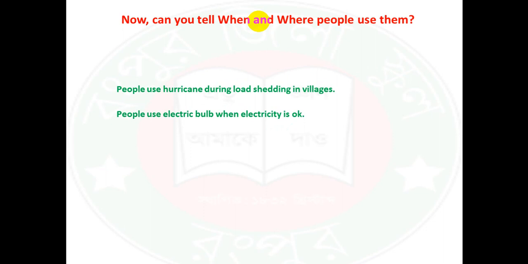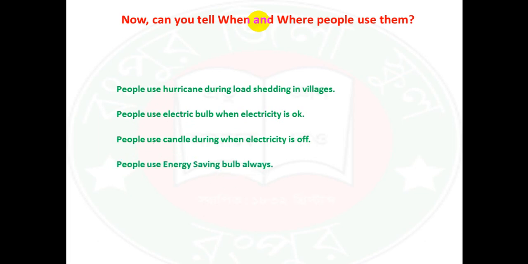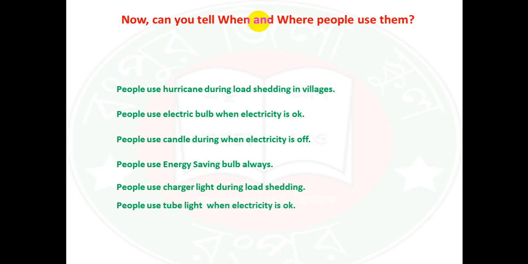Next, people use electric bulb when electricity is okay. If there is no electricity, then you can't use electric bulb. Third one, people use candle when electricity is off. Okay, this is also very familiar, especially the students who are residing in a hostel. People use energy saving bulb always. That means either there is electricity or not, it works well. People use charger light during load shedding. This is also familiar. Use the tube light when electricity is okay. And last one, people use table lamp at night.